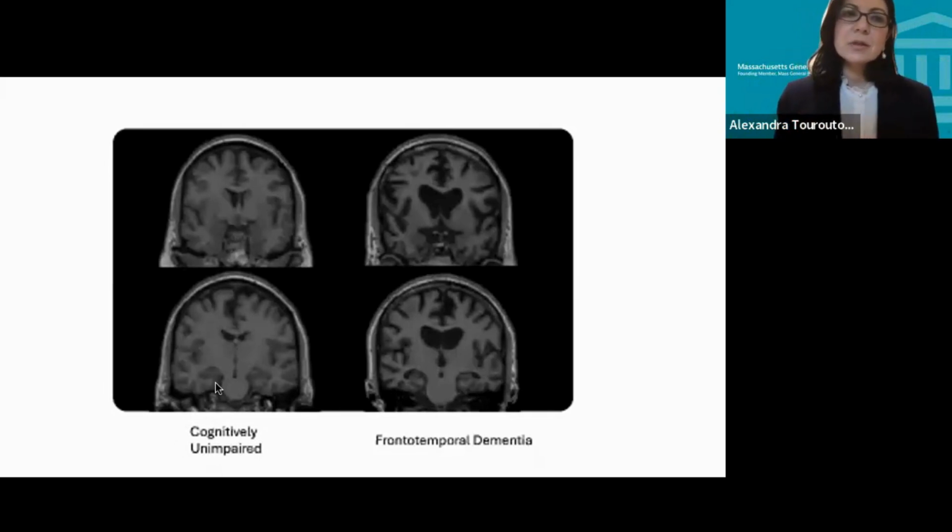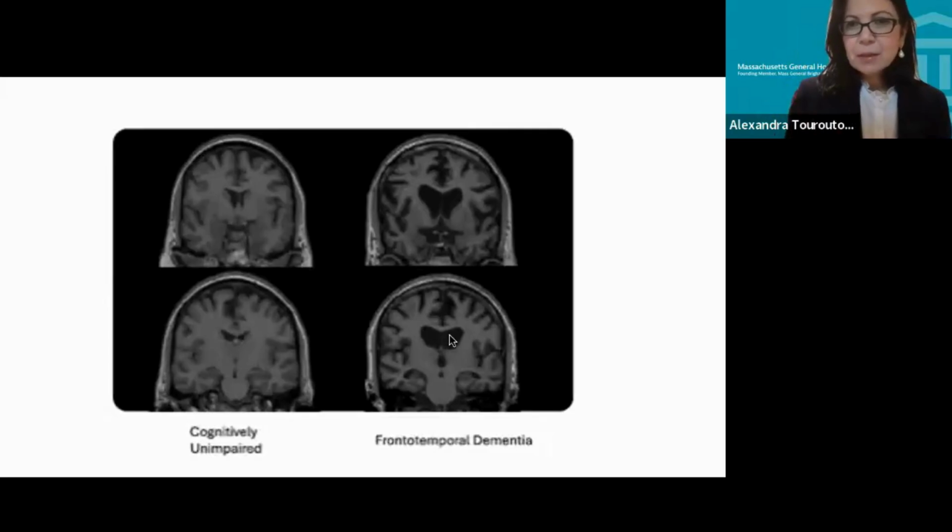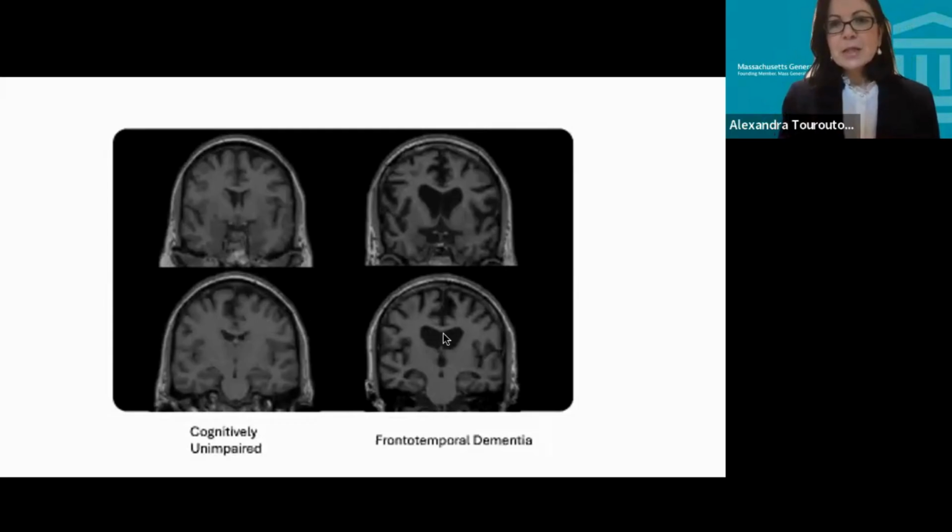On the left, you see this cognitively unimpaired individual, and these are the structural MRI images of this brain. And you see that it is a nicely fully packed brain. But you can see here on the right that there's a lot of space between the regions of the brain and these dark holes, which are the ventricles of the brain. Everyone has these little cavities in the brain, but in this person on the right that has frontotemporal dementia, they have expanded so that you can actually see them get bigger and bigger because the rest of the brain is starting to shrink.